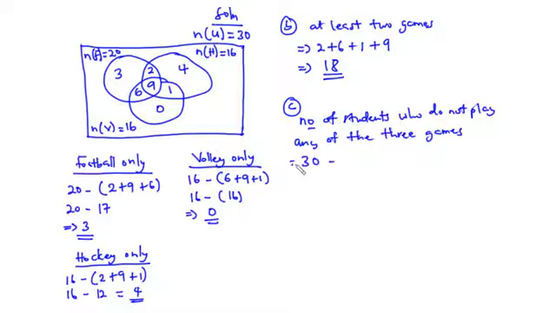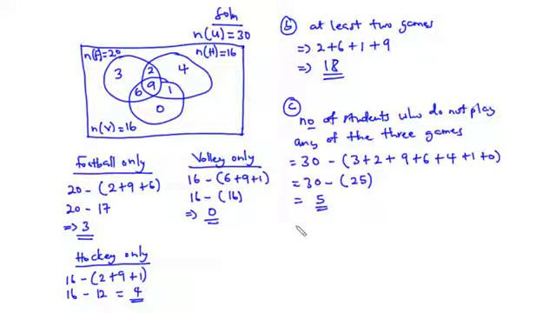30 minus, now we have 3 plus 2 plus 9 plus 6 plus 4 plus 1 plus 0. So 3 plus 2 is 5, 5 plus 9 is 14, 14 plus 6 is 20, 20 plus 4 is 24, and then 24 plus 1 is 25. So this is the number of students who do not play any of the three games.